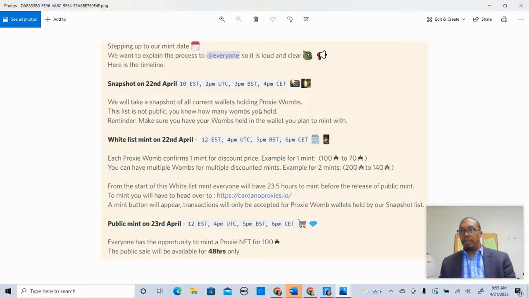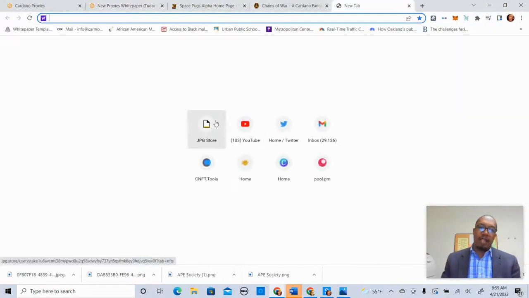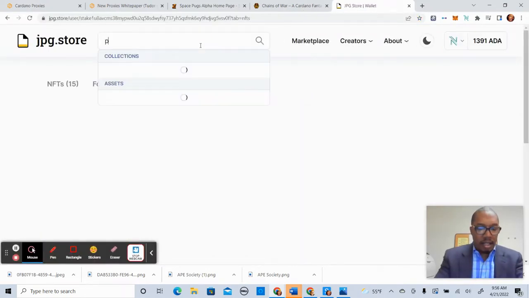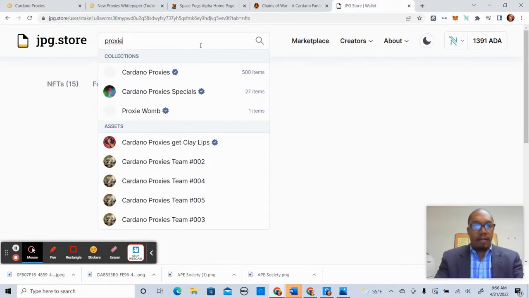For those of you who are in the public mint, still a reasonable price, you'll pay 100 ADA, right? Now, I want to tell you this. This is very important. It's up to you, but there are some proxy wombs also on the secondary market if you wanted to mint early, and they're pretty reasonably priced right now. So I was actually thinking about, now I'm telling on myself here, getting a few more of these so I can mint, but I also want to help out.